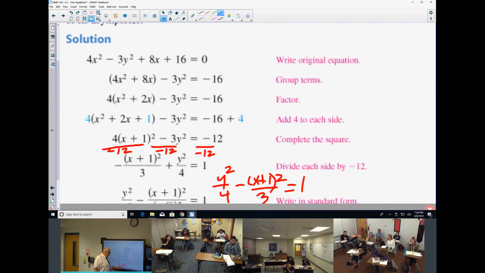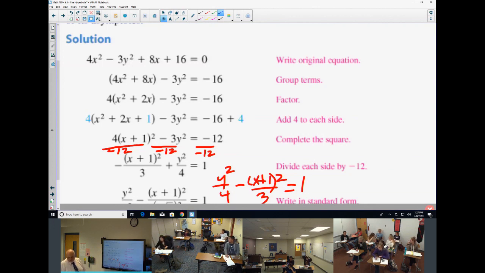We haven't really, most of the time, our numbers under here have been perfect squares. Like, okay, the square root of 4 is 2, so we know we go up and down 2. If it's not a perfect square, you still take the square root of it. And so that's a little tricky there as well. Okay? All right.